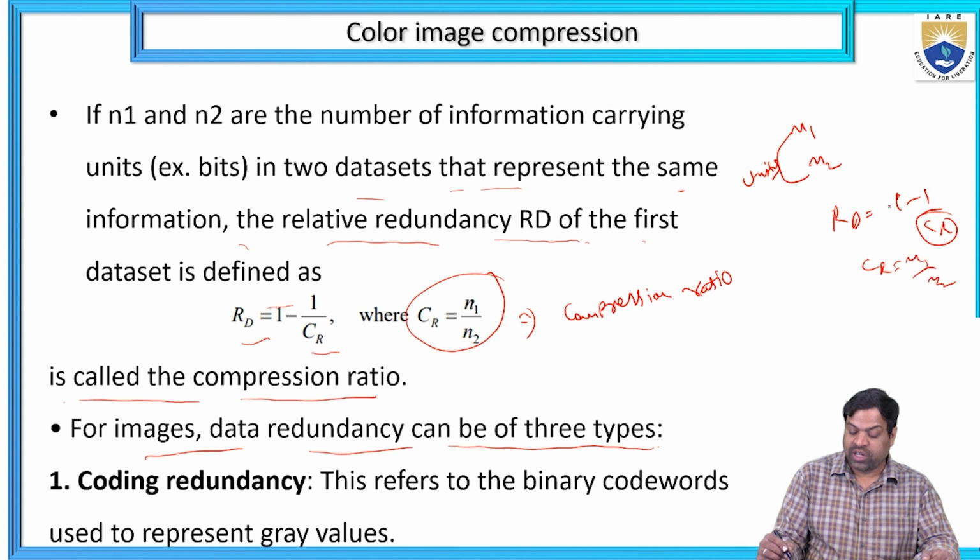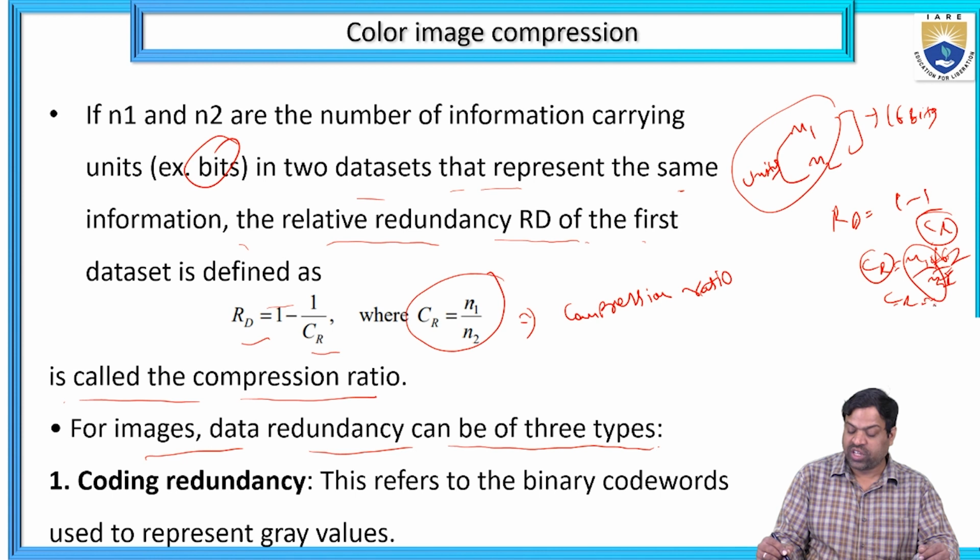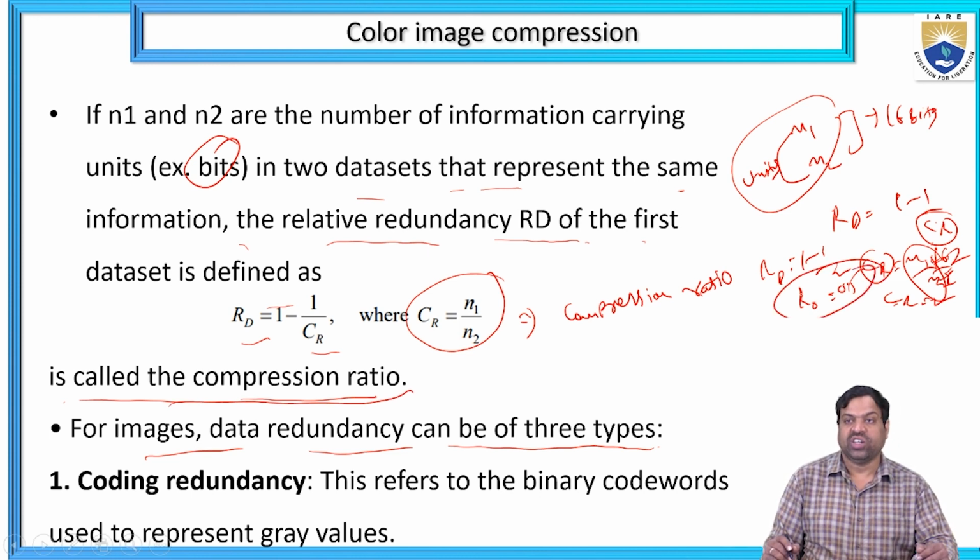N1 and N2 are numbers of units, meaning bits. Suppose N1 is 16 bits and N2 is 8 bits. CR equal to N1 by N2, so 16 by 8, that is 2. So CR equal to 2. RD equal to 1 minus 1 by 2, so RD equal to 0.5. The redundancy ratio is 0.5.